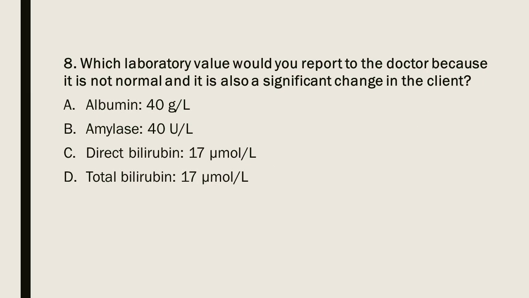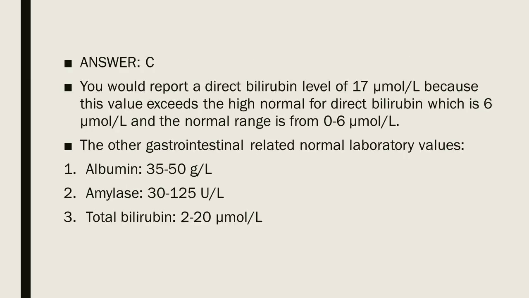8. Which laboratory value would you report to the doctor because it is not normal and it is also a significant change in the client? Albumin, 40 g/L. Amylase, 40 U/L. Direct bilirubin, 17 micromol/L. Total bilirubin, 17 micromol/L. Answer, C. You would report a direct bilirubin level of 17 micromol/L because this value exceeds the high normal for direct bilirubin, which is 6 micromol/L, and the normal range is from 0 to 6 micromol/L.